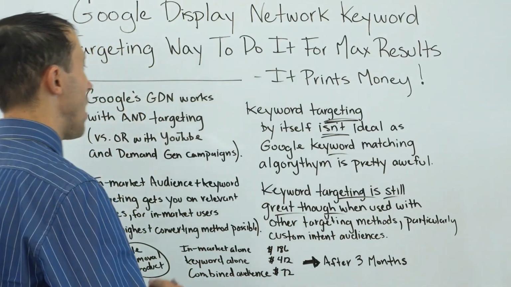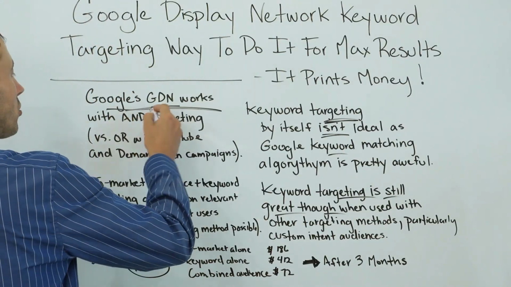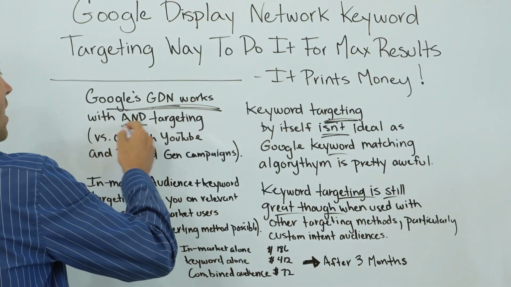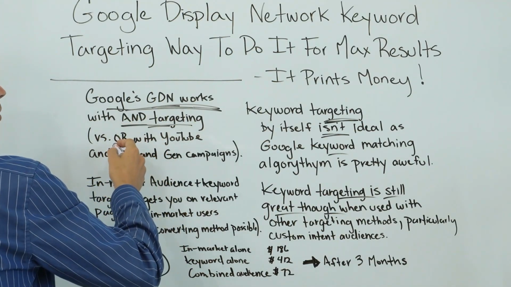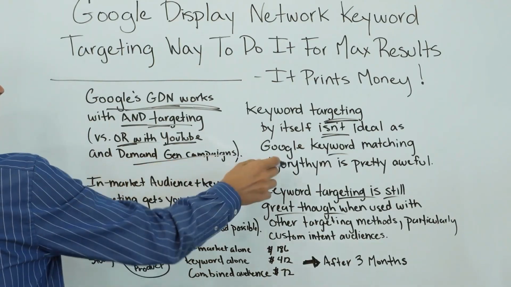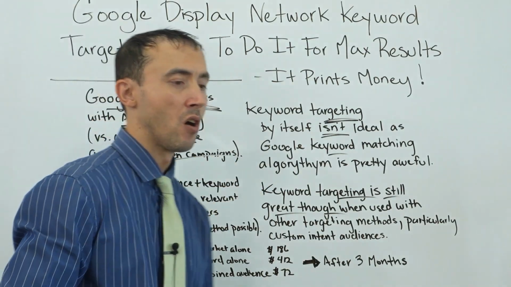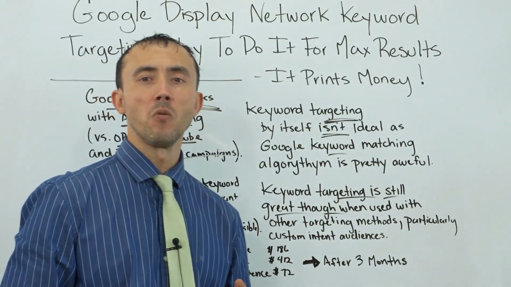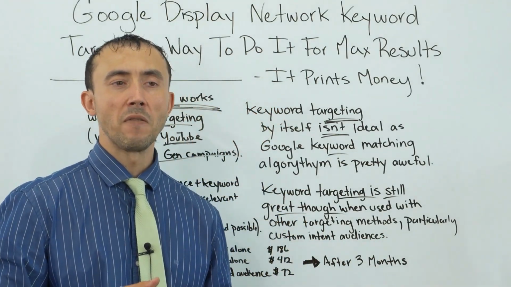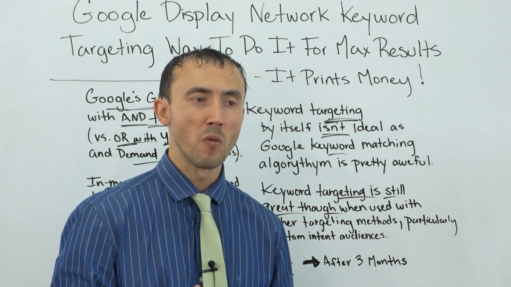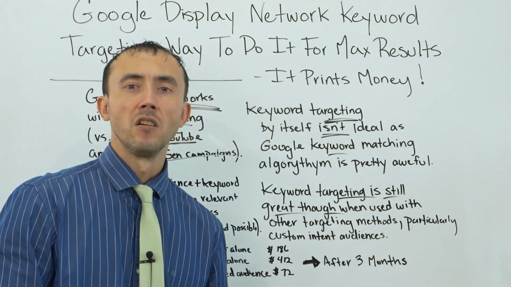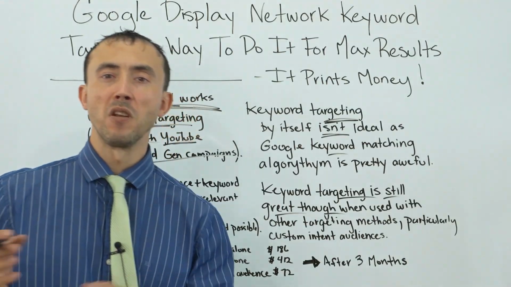And the reason this is possible is Google Display Network and display campaigns work with an and function, not an or function like is the default with YouTube and demand generation campaigns. So with YouTube, if you target keywords and you target a custom intent audience, Google is just going to have your ad show up for either or. It's going to show up on videos about those keywords or people that have recently searched for the things that you put in your custom intent audience.